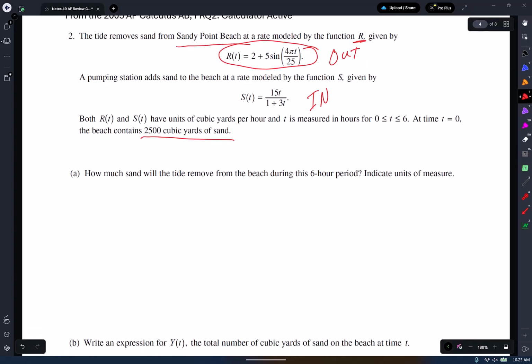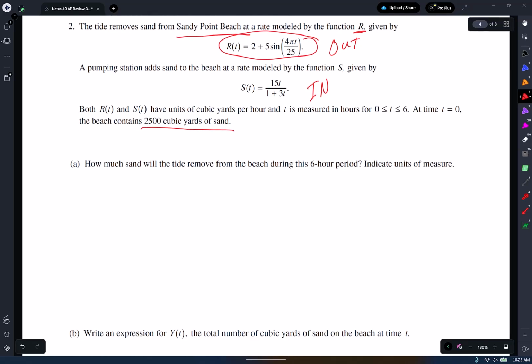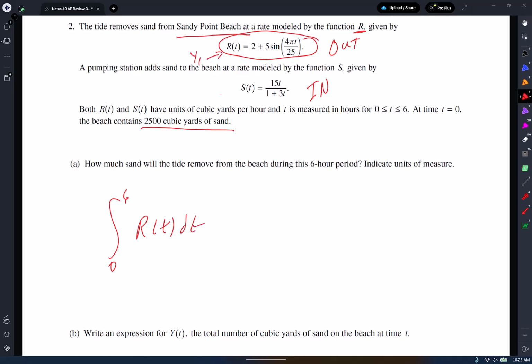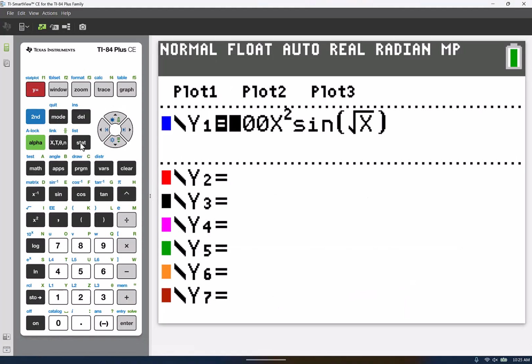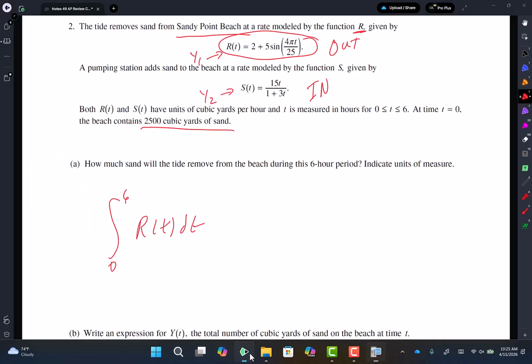How much sand will the tide remove from the beach during the 6-hour period? Indicate units of measure. What am I doing? Integral from 0 to 6 of R. Put this in y1, put that in y2. Do not use calculator language. This is just for notes. So put that in y1, put that in y2, because we're probably going to need both.